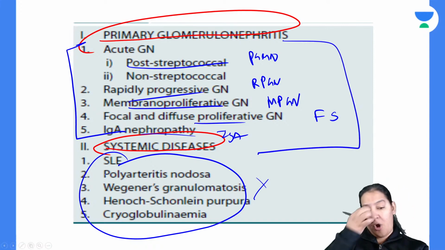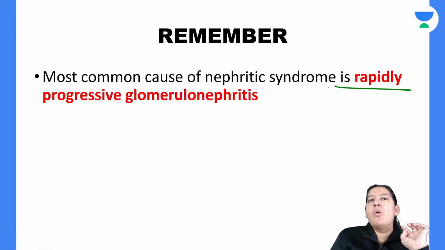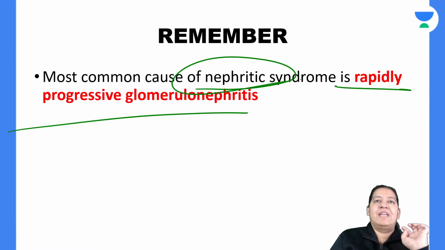If you can't learn all, please learn what is the most common cause of nephritic syndrome. Answer is RPGN. So RPGN is the most common cause of nephritic syndrome.